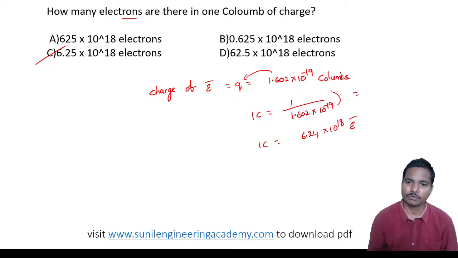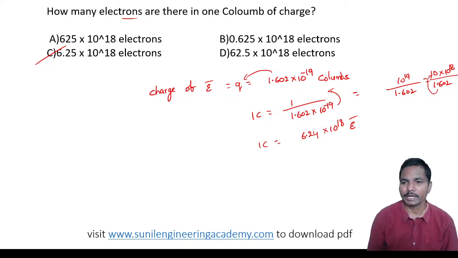Just send this one to the numerator, 10 power 19 by 1.602. So make it 10 into 10 power 18 by 1.602. Then 1.6 into 6 times, you will get 9.6 something. So 1.6 into 6 times means 6 point something you will get. So the answer is option C. Just go with approximation, guys.